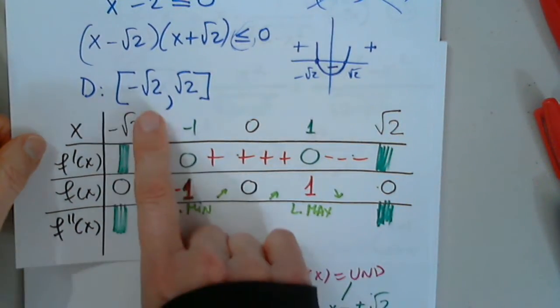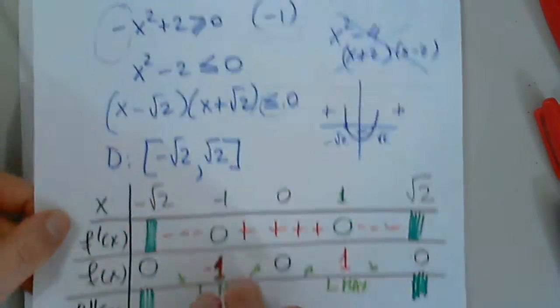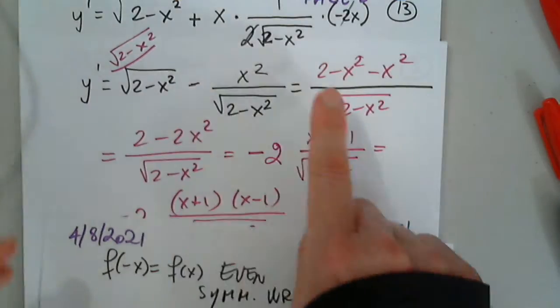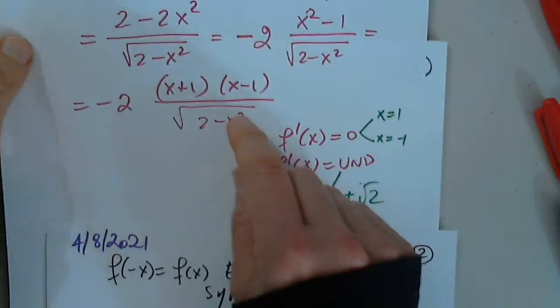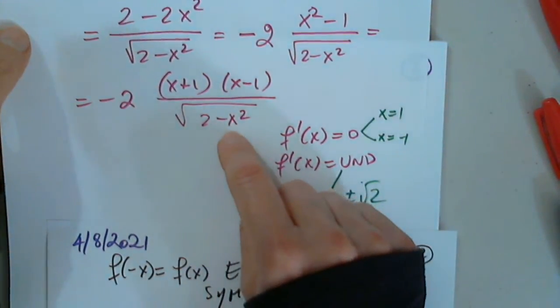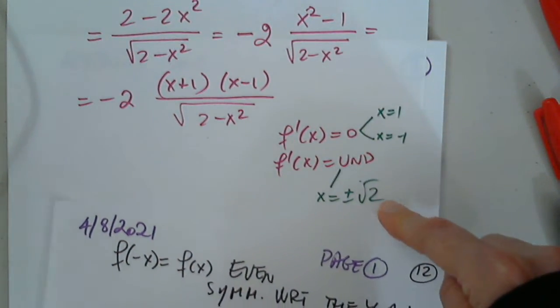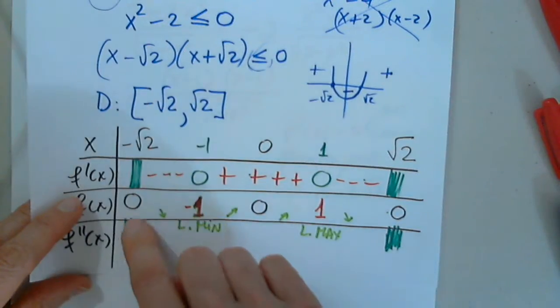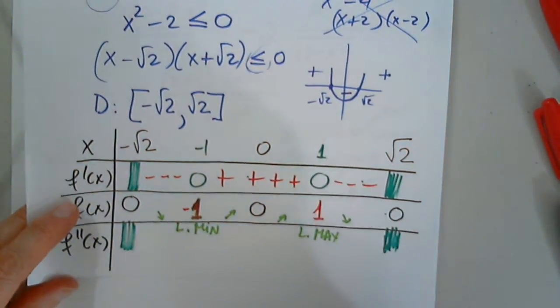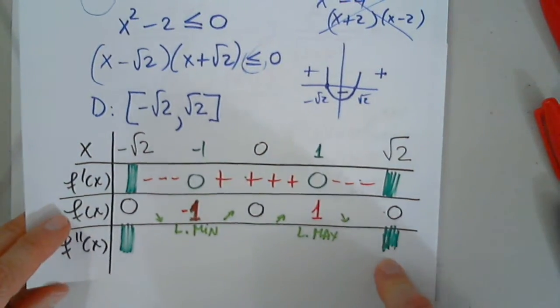The function exists at the square root of 2 and negative the square root of 2 is 0, but the derivative does not, because when we determined the first derivative, we realized that this cannot be 0. But this is 0 at plus or minus the square root of 2. So that's why I wrote those bars undefined. You can write undefined if you prefer, but this is what it means.